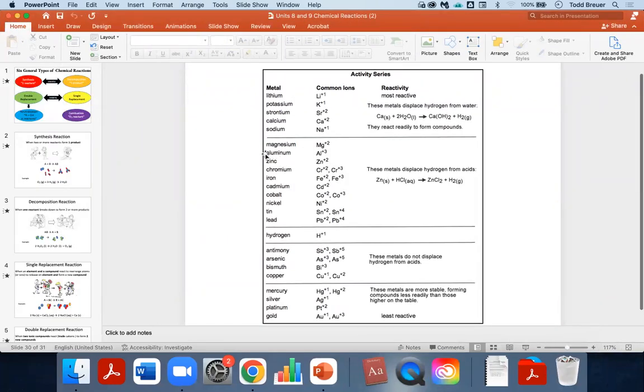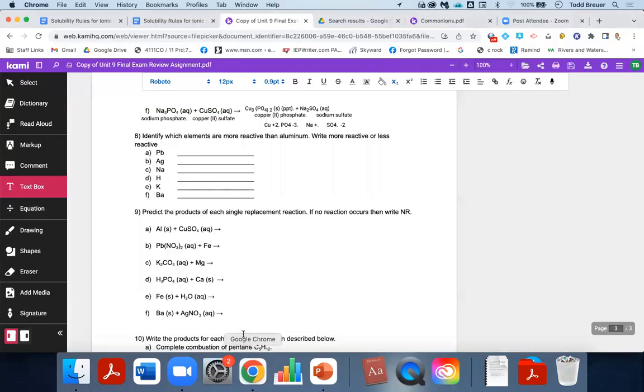Aluminum's up pretty high. So any element that's below aluminum on the chart is going to be less reactive than aluminum, and any element that's above it would be more reactive. Basically, this allows us to make single replacement reaction predictions, and we'll look at some examples of that in a moment. So let's fill in the information.